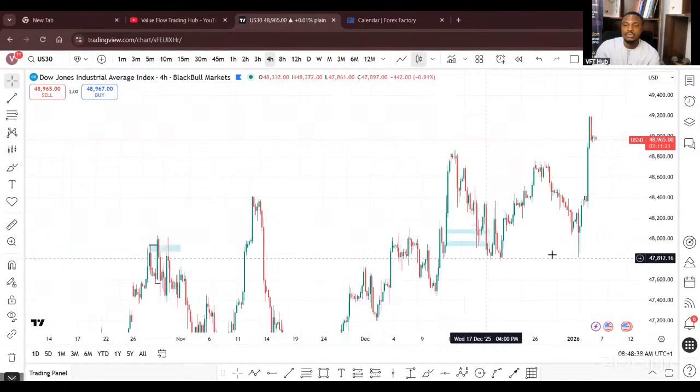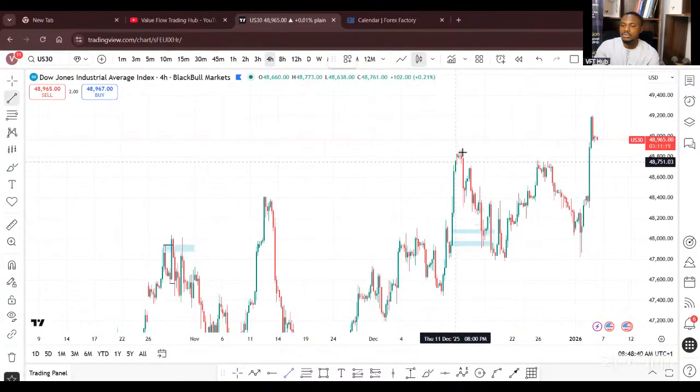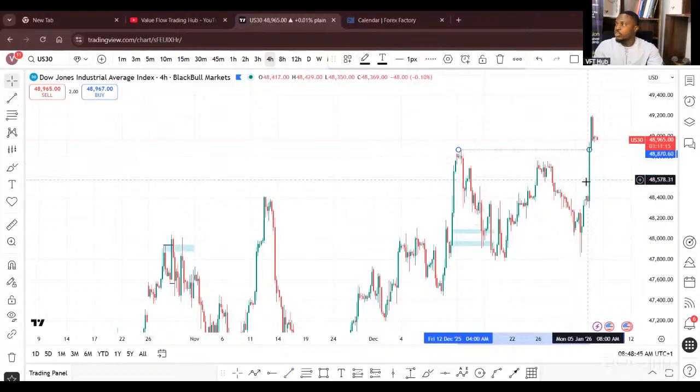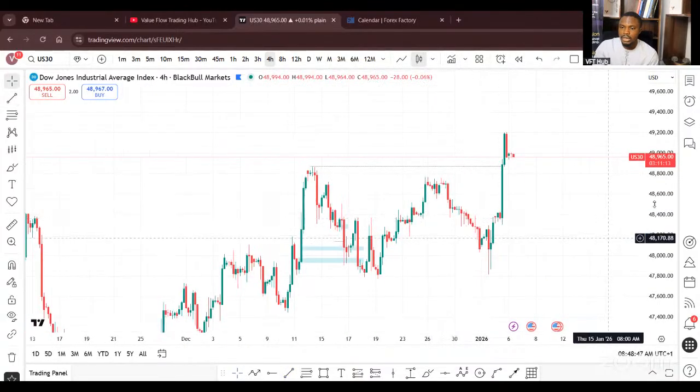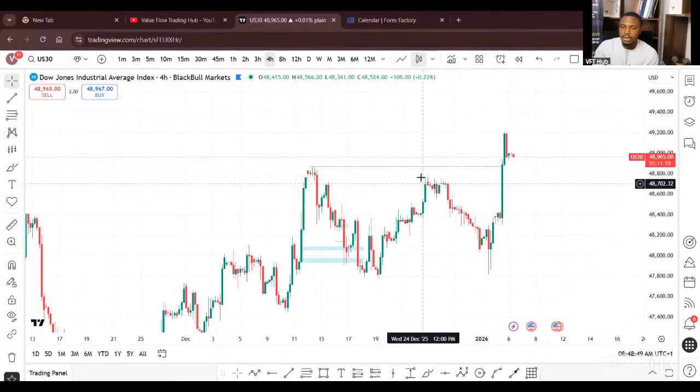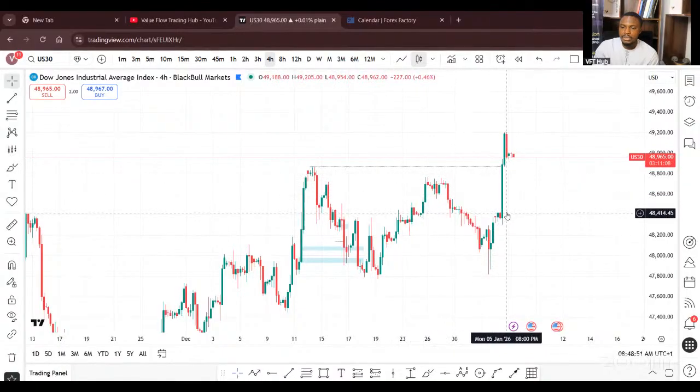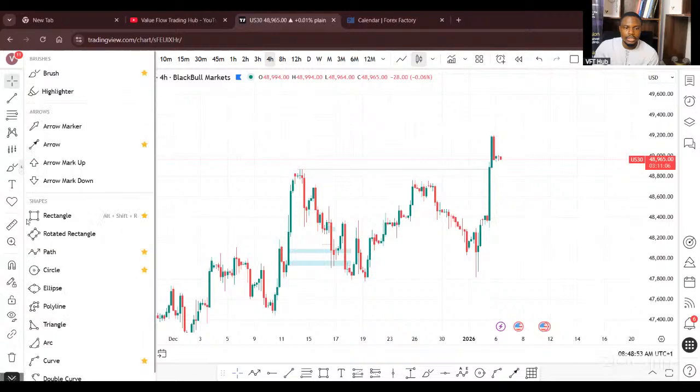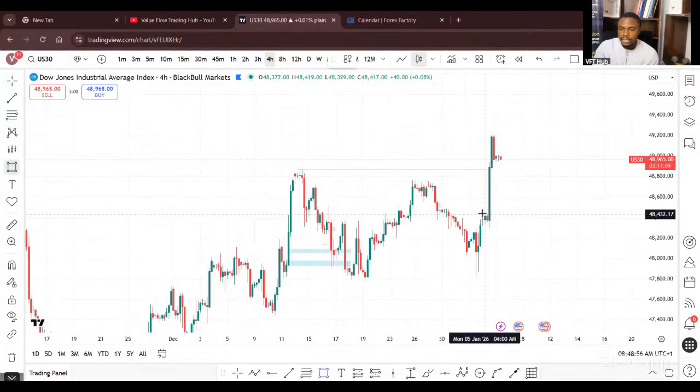The market has broken structure, guys. The market has broken structure, which is this zone here. And a break of structure implies that we would see probably a tap into this zone. There's an order block here that's not been mitigated before.